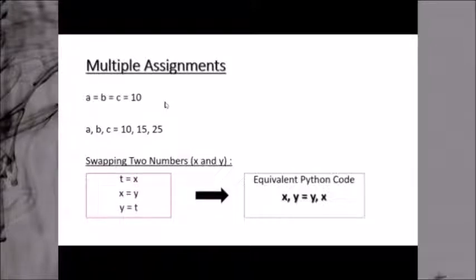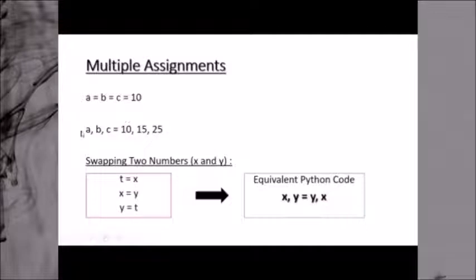So if you see here, these are the two statements: a equal to b equal to c equal to 10. Here we are specifying that a, b, c are the three variables, and all three variables are referencing the same common memory location which holds the value 10. Similarly, here we are saying a, b, c is equal to 10, 15, 25. That is, the value of a is 10, the value of b is 15, the value of c is 25. So here the values will be assigned sequentially to each variable.